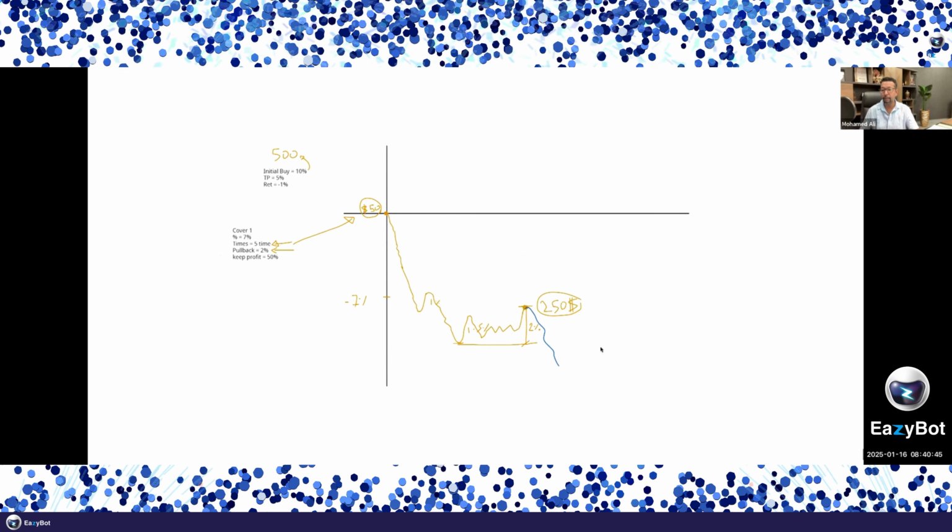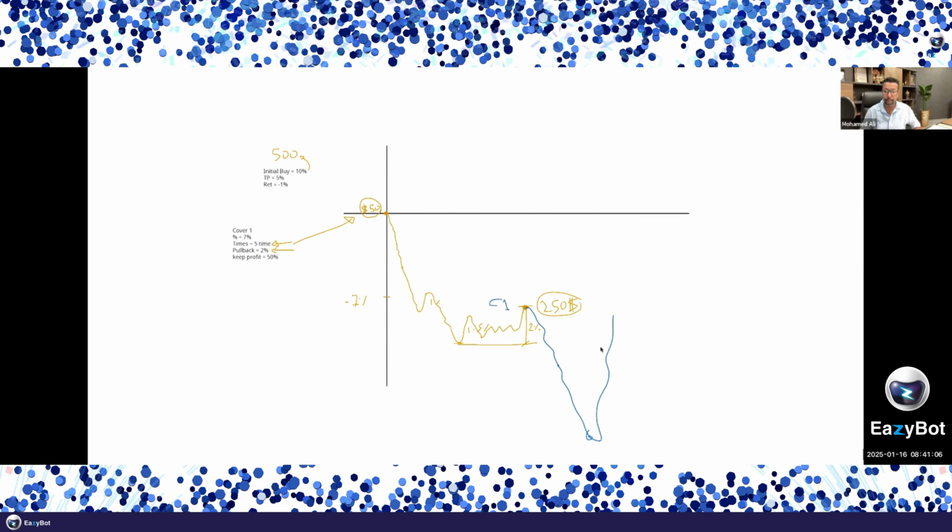So if it keeps on going down, the bot is just quiet, because it sees that the price right now is lower than cover 1. So I don't have any cover set. I'm not going to buy anything. I'm not going to do anything in the market. I'm just going to wait for the price to go up again and go above the last cover that I have in the system, which is cover 1.